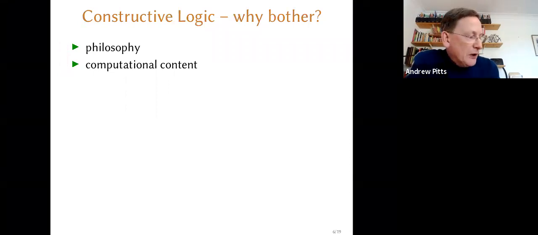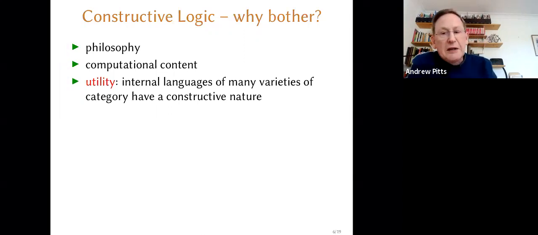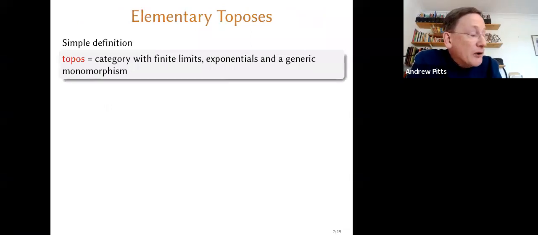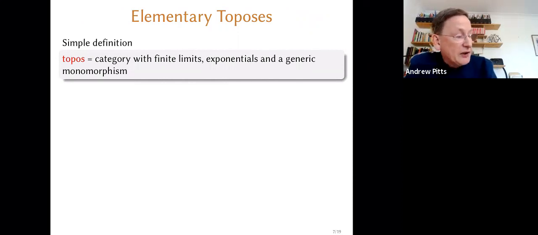But actually for this work, my motivation was rather utilitarian, in fact, and neither of those. It's that the internal language, so-called, of many sorts of different category is naturally not classical, is constructive in various ways. And a prime example of that is the internal logic of elementary toposes. So a topos is a simple enough category theoretic concept. I mean, a topos is a category with finite limits and exponentials, so it's a Cartesian closed category, and it has a sub-object classifier, so it has a generic monomorphism from which every other monomorphism appears uniquely by pullback. So that doesn't take much to say what an elementary topos is. It's a very compact definition.